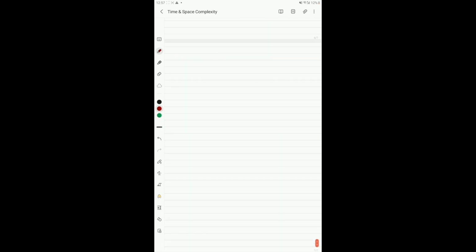Another example would be if you declare a variable, let's say an array A of n. So what would be the space complexity here? It would simply be O of n, because we take the size of the array. It's as simple as that.